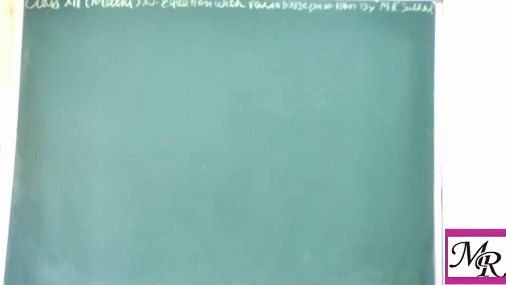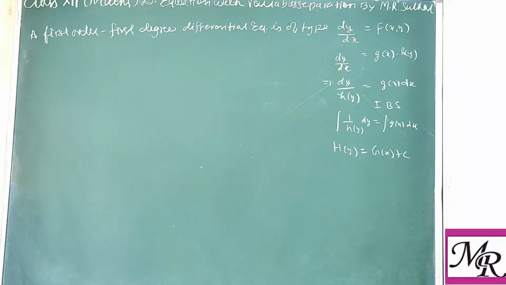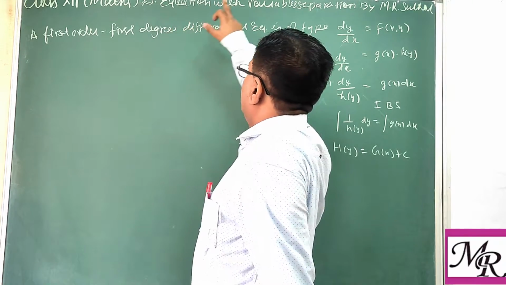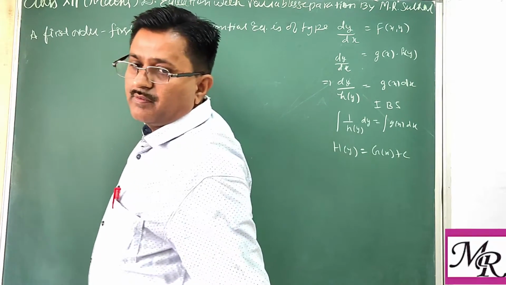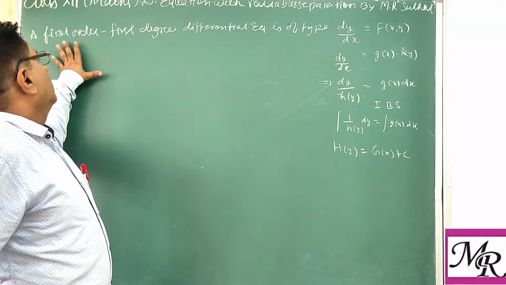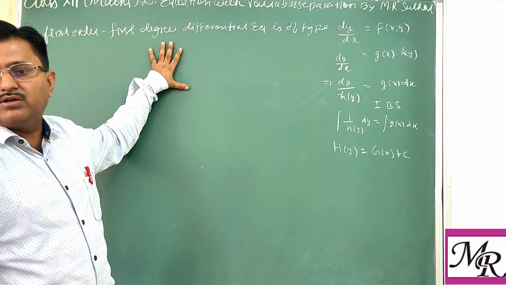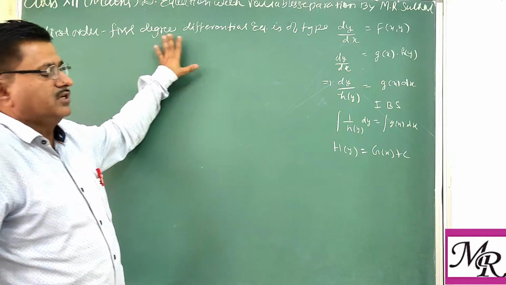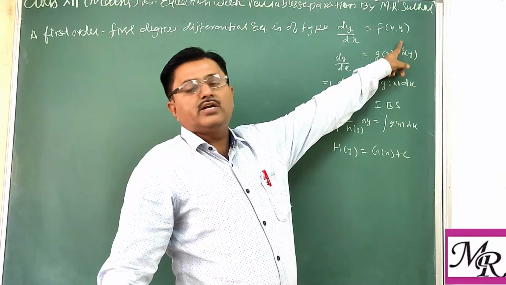Let's see. So first we are using the method for this, that is the differential equation with variable separation. The method is known as solving a differential equation with variable separation. So here we take a first order first degree differential equation. Here the syllabus is only equations of type first order first degree, which is in the form of dy by dx equal to f of x, y.